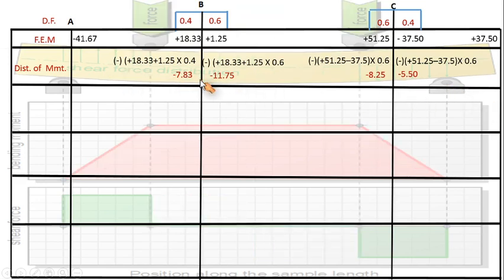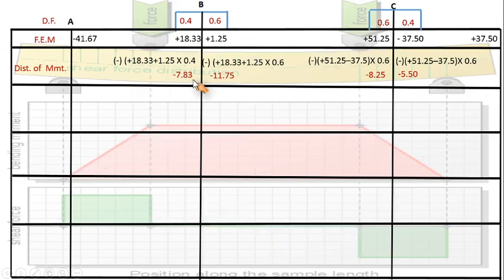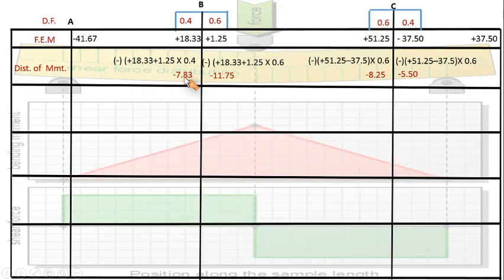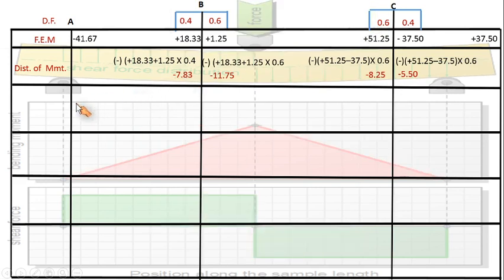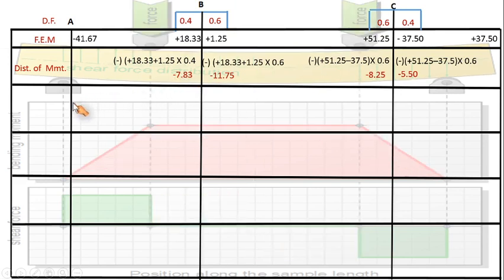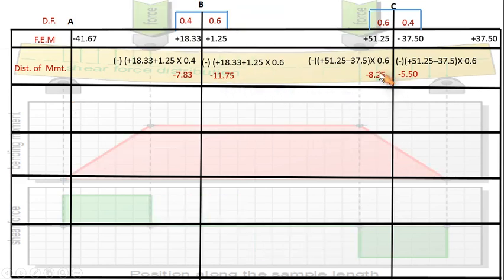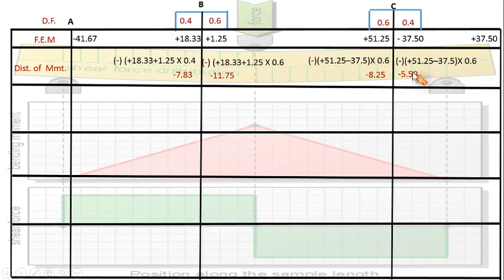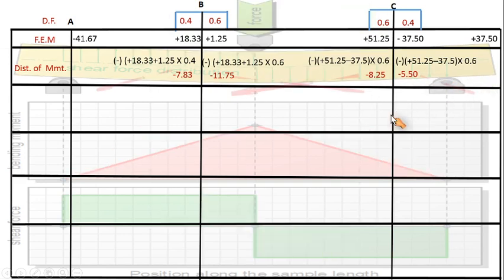So this is to be carried over on the far ends, and while carrying over we know what is to be done. We have to carry over half of the moment on the far end. So half of this will be transferred to A, half of this will be transferred to C, half of this will be transferred to B, half of this will be transferred to D, and the same is the case with the remaining part. Is it okay?